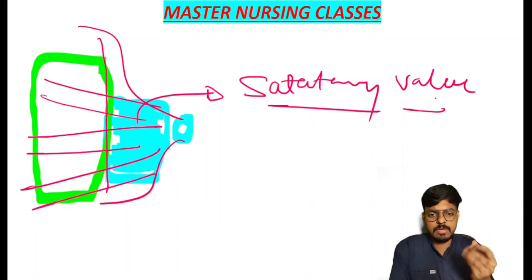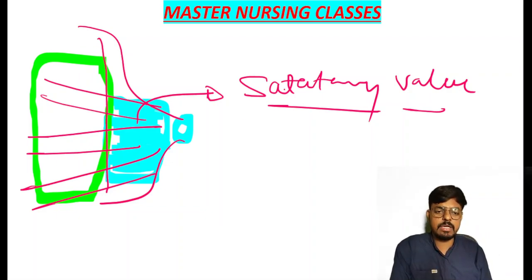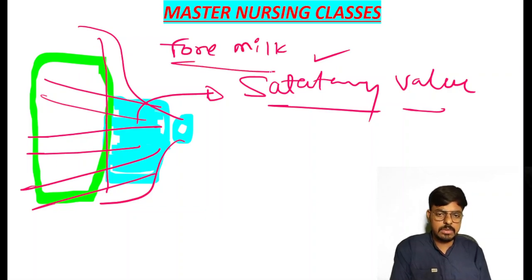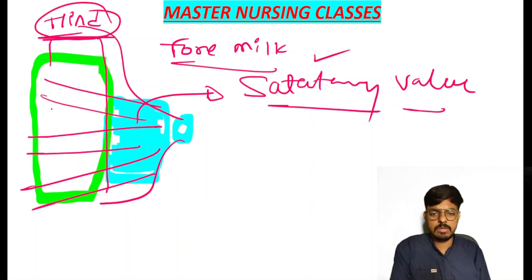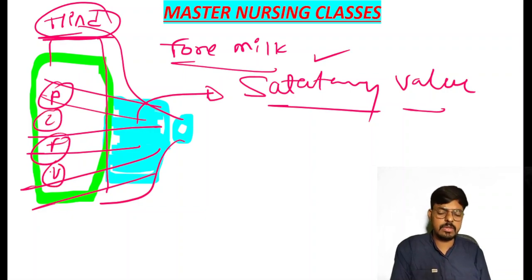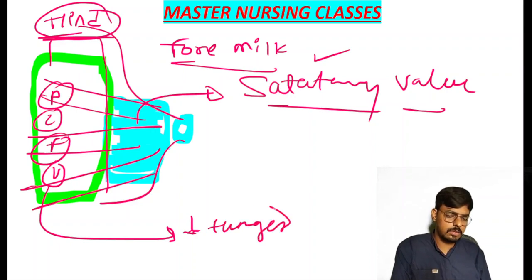Similarly for the baby, the first coming milk is high in fluid and low in protein, fat, carbohydrate and all. That is what you call the foremilk. Then the last coming milk is the hindmilk. The hindmilk is high in protein, carbohydrate, fats and vitamins, everything. This is for reducing the thirst, and this is for reducing the hunger. Clear?